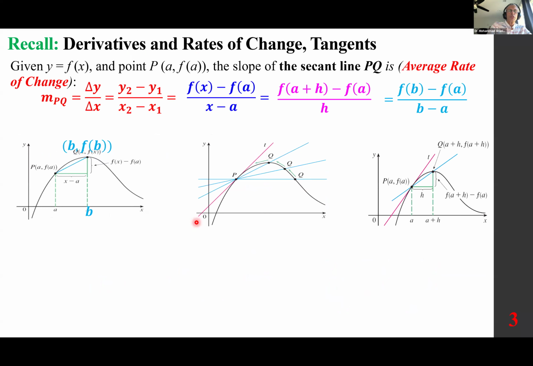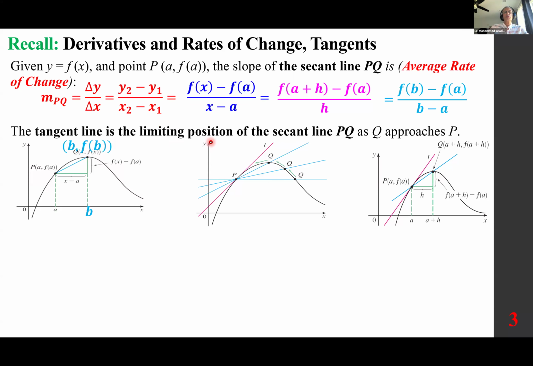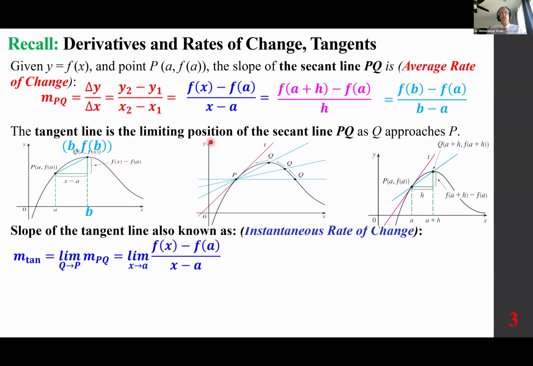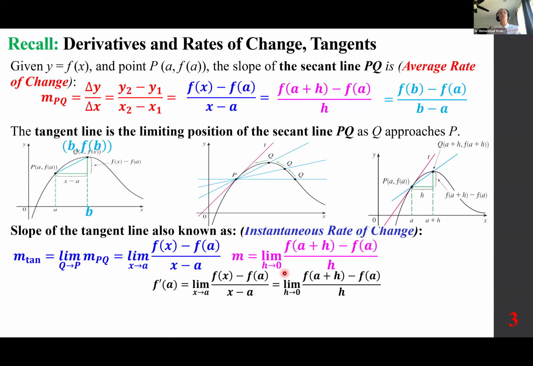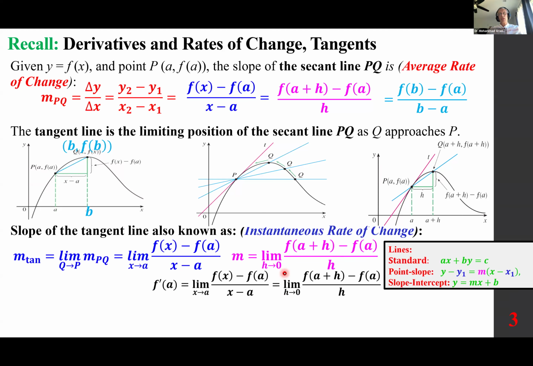As Q approaches P, it gives rise to the tangent line. So the tangent line is the limiting position of secant line PQ as Q approaches P. So to find the equation of a tangent line, we need to find the slope. To find the slope, we find the limit of f of x minus f of a over x minus a as x approaches a, or the limit of f of a plus h minus f of a over h as h approaches 0. We call it f prime of a.